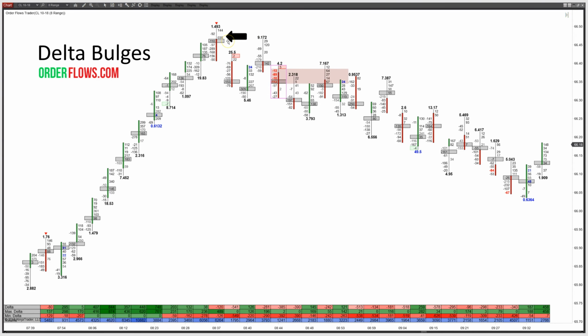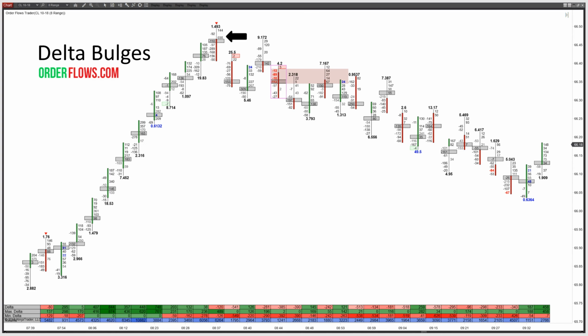Up in here, 698. Where do you see volume like that? Anywhere up in here, or anywhere on this move. On supportive buying, 132, 125, 278. But then up here, you got resistance selling, 698. The market reacts to it. We sell off, rally back up right to that level, then continue back down. So that's what the delta bulge looks like.